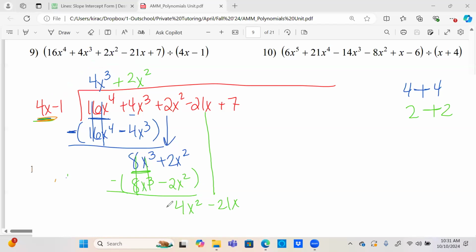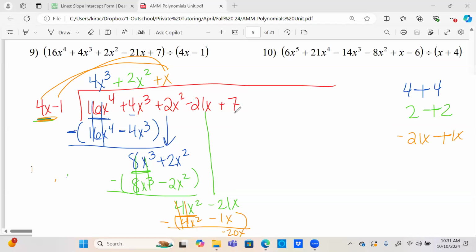All right, 4x needs to look like 4x squared, so he's just missing an x. To get him to be 4x squared, minus 1x, subtract, cancel, and that's negative 21x minus negative 1x, so that adds to be negative 20x, and we drop down. I'm going to come over here for room, so we're at negative 20x plus 7.